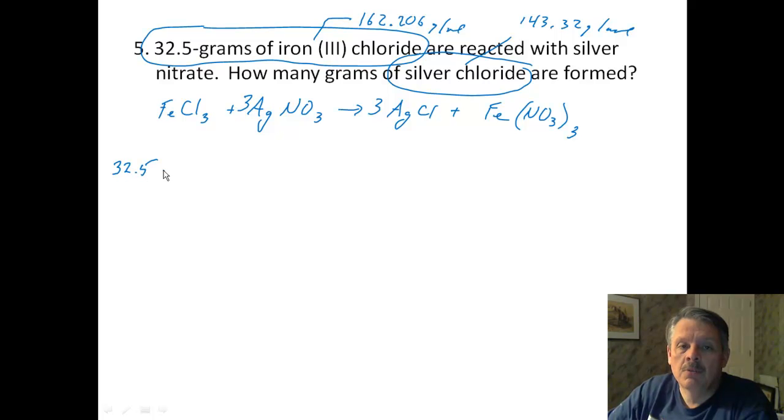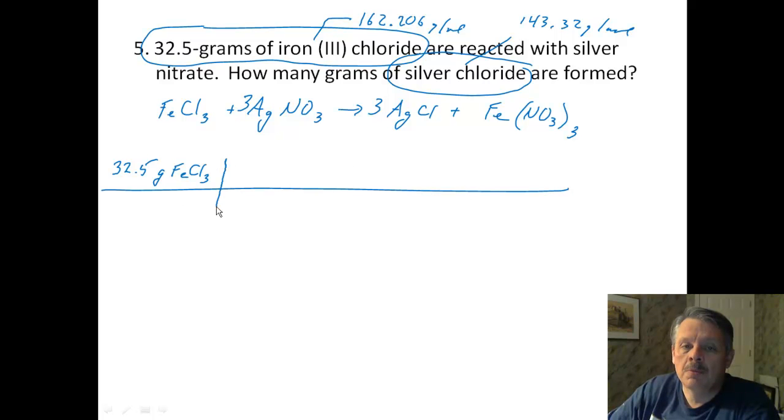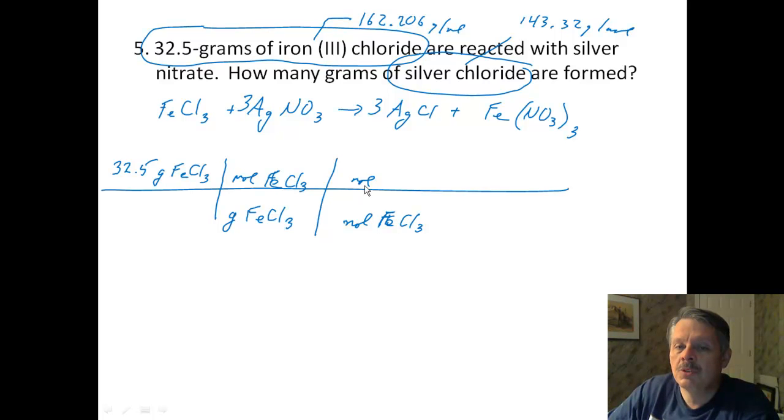All right, so let's go ahead and work through our problem. We have 32.5 grams of iron 3 chloride. Now, for me to work through my problem, I have to go from grams of iron 3 chloride to moles of iron 3 chloride, and then moles of iron 3 chloride to moles of silver chloride, and then moles of silver chloride to grams. Grams of FeCl3, I can go to moles of FeCl3. And then I can go from moles of FeCl3 to moles of my target, which is silver chloride, AgCl. And then from moles of AgCl, I'm going to grams, because it's asking me for grams of silver chloride.